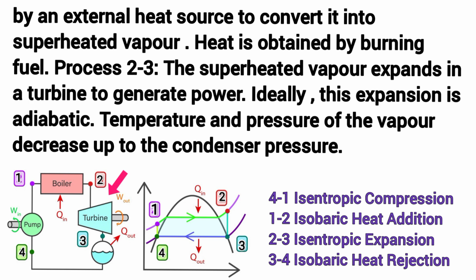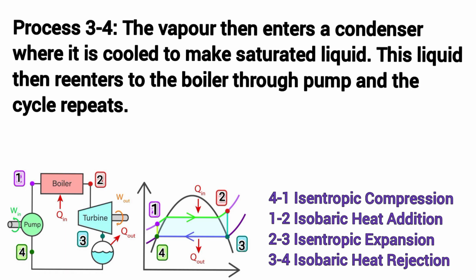Process 2-3, the superheated vapor expands in a turbine to generate power. Ideally, this expansion is adiabatic. Temperature and pressure of the vapor decrease up to the condenser pressure. Process 3-4, the vapor then enters a condenser, where it is cooled to make saturated liquid. This liquid then re-enters the boiler through the pump and the cycle repeats.